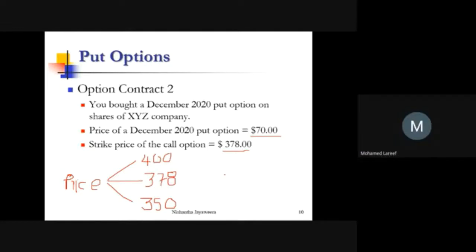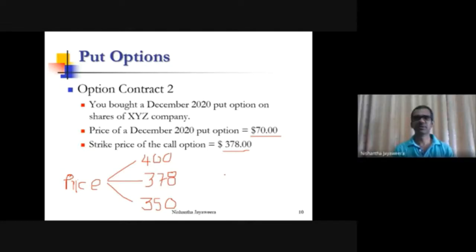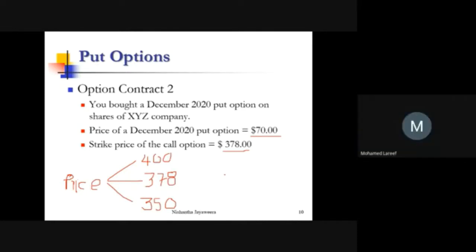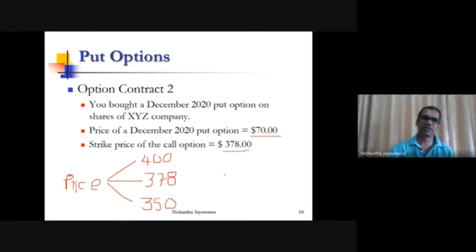So do not sell. You don't exercise your right. Why? You can sell it at the higher market price. Yes. If you exercise your right, you can sell it only at 378. That's the agreed price. Whereas in the market, you can sell it at a higher price of 400. So you don't exercise your right. When the spot price is higher than the strike, you don't exercise your right.